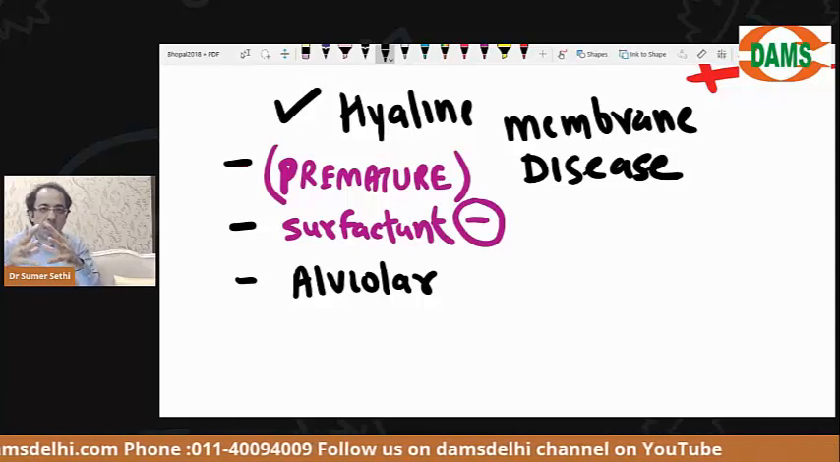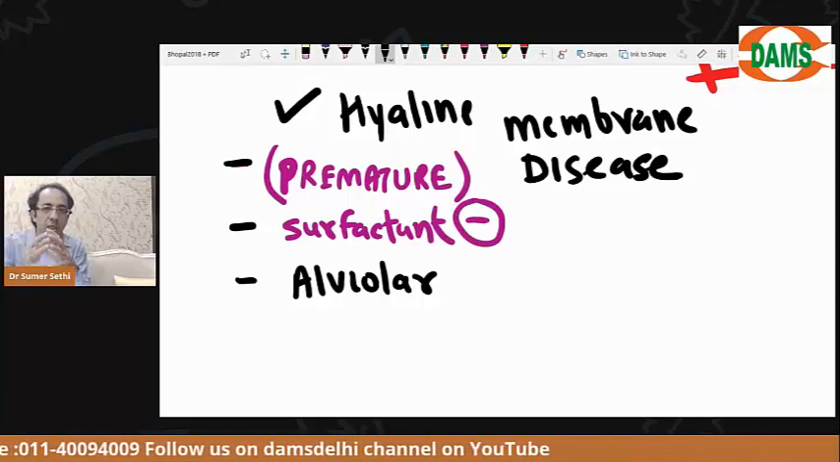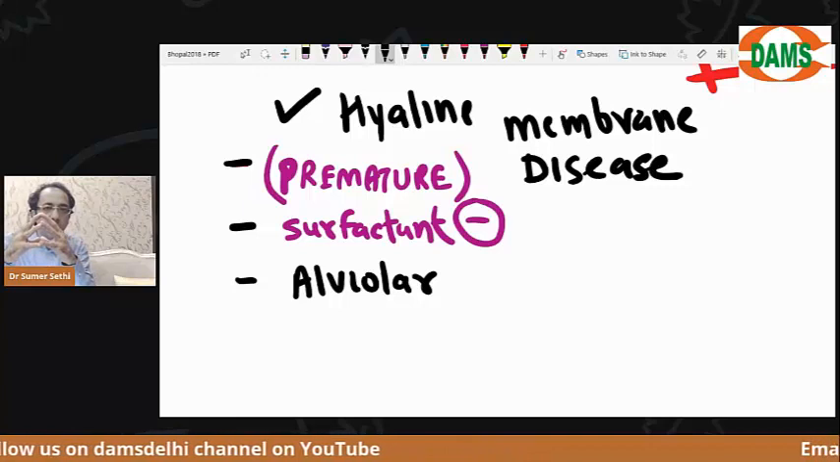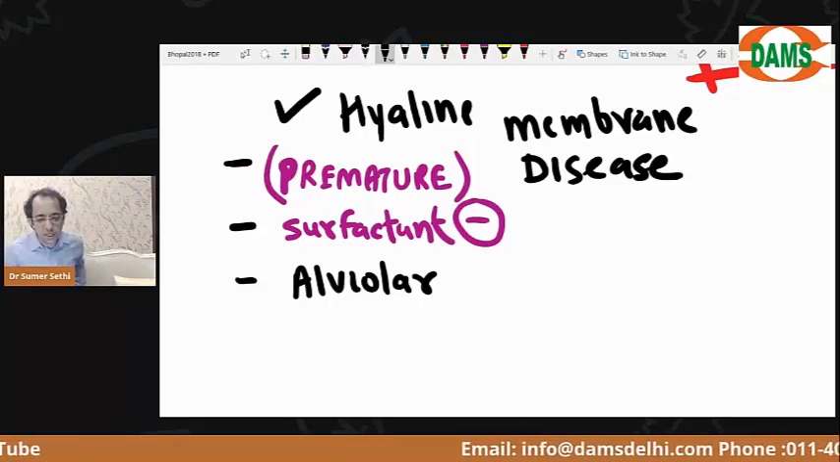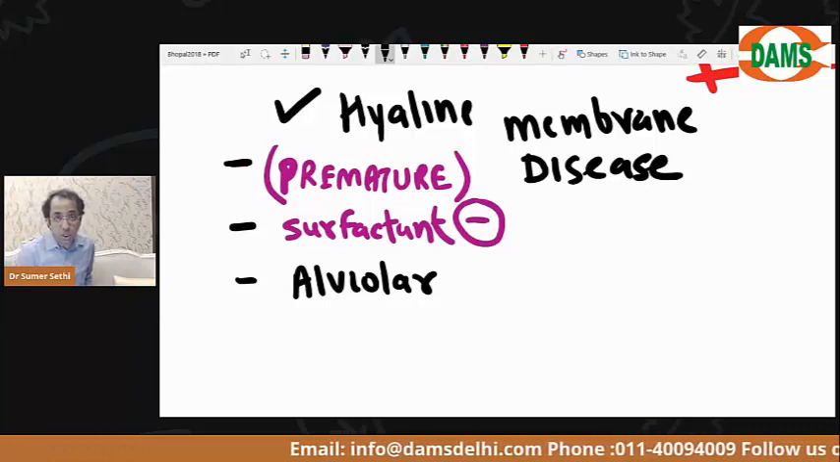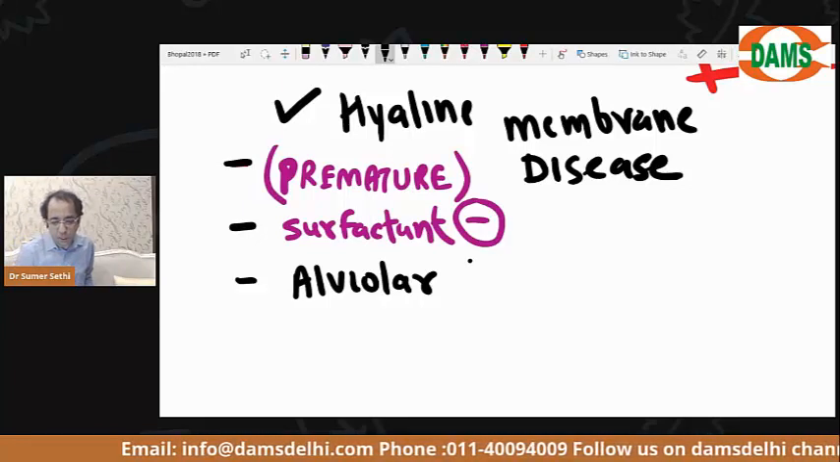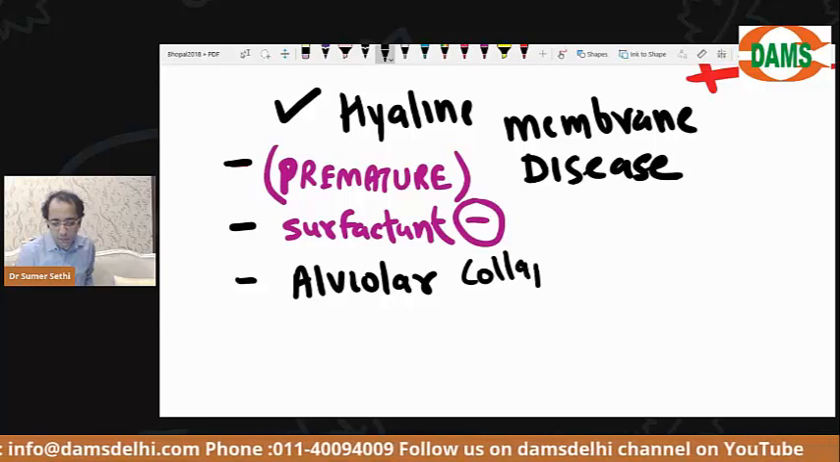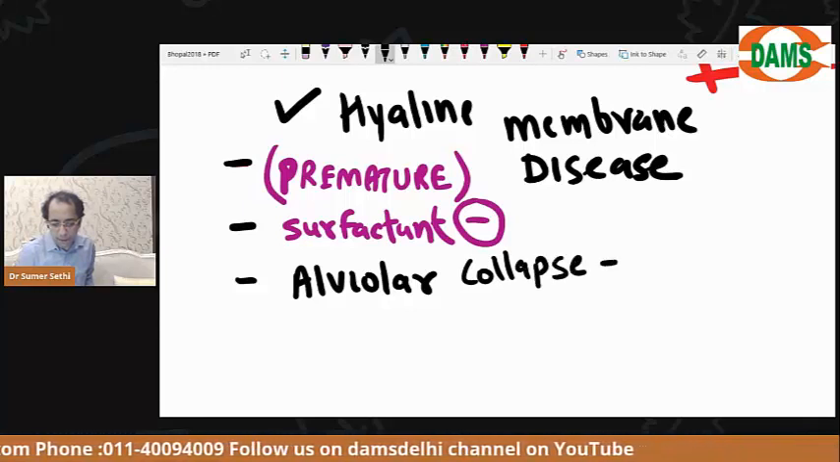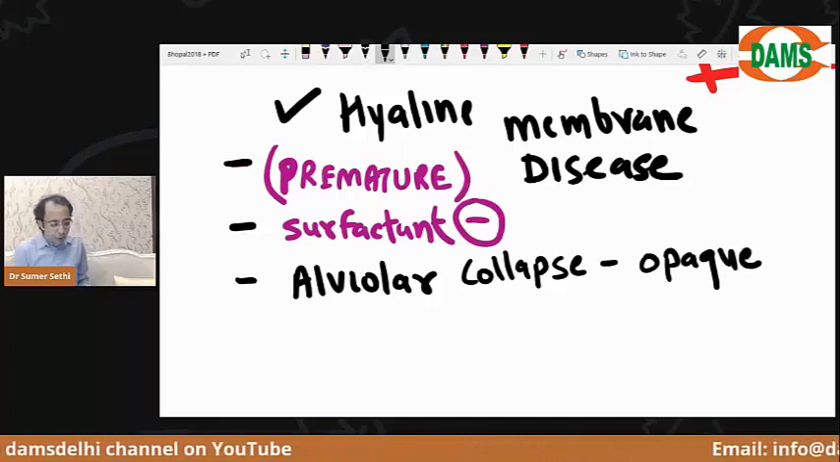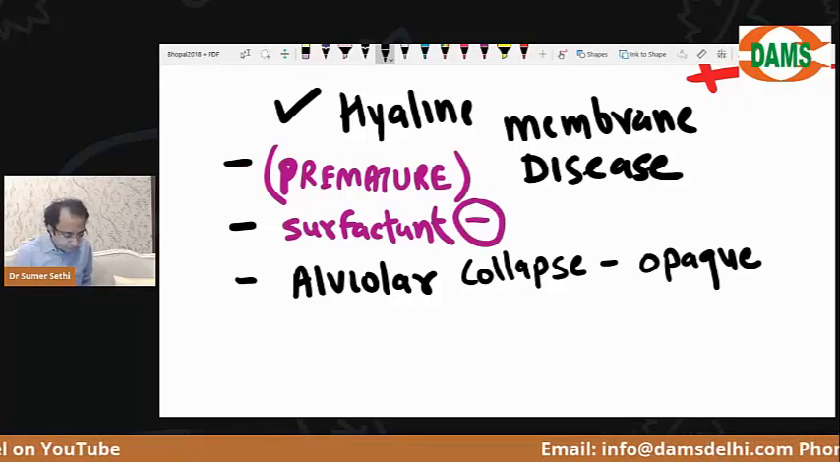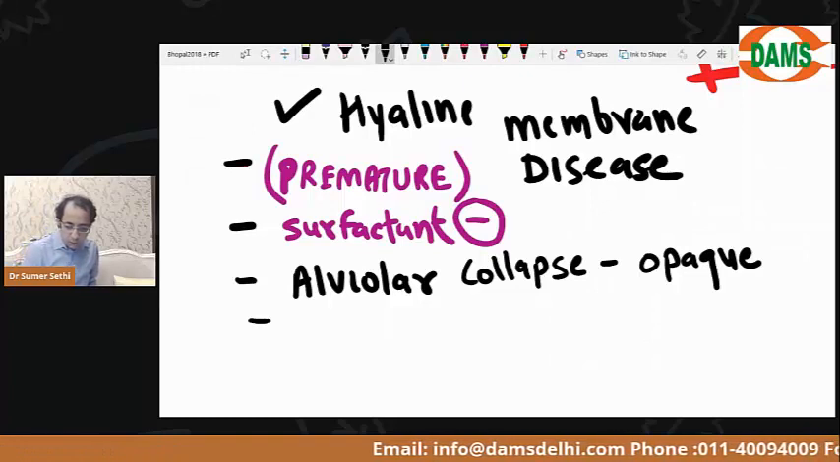Now understand, alveoli are membranous. They have an inherent tendency to collapse because of surface tension, that is the law of Laplace. So if there is no surfactant, there is nothing stopping the alveoli from collapsing, the alveoli will collapse and they will become opaque. The air has gone out of them, so they will become opaque. Okay? What about the bronchus?